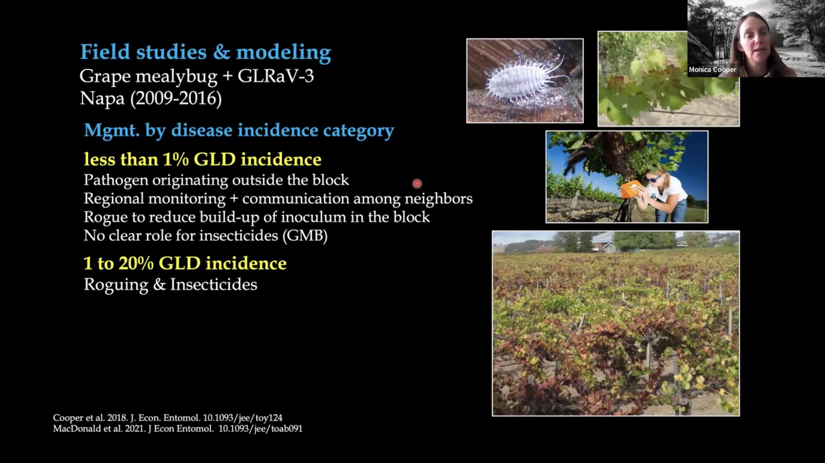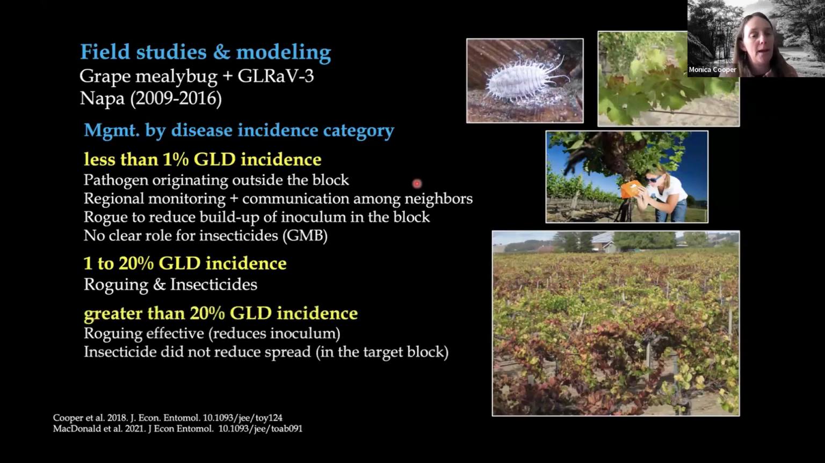In some cases, it was a combination. In other cases, it was one or the other. And at greater than 20% leaf roll disease incidence, roguing is definitely necessary because you need to reduce the amount of inoculum, and insecticides did not reduce spread when they were used in that block. The reason why they didn't is because there was so much inoculum. So in the less than 1% disease incidence, we don't use insecticides for grape mealybug because there's not enough inoculum. And in the greater than 20%, we didn't see an impact of them because there was too much inoculum.